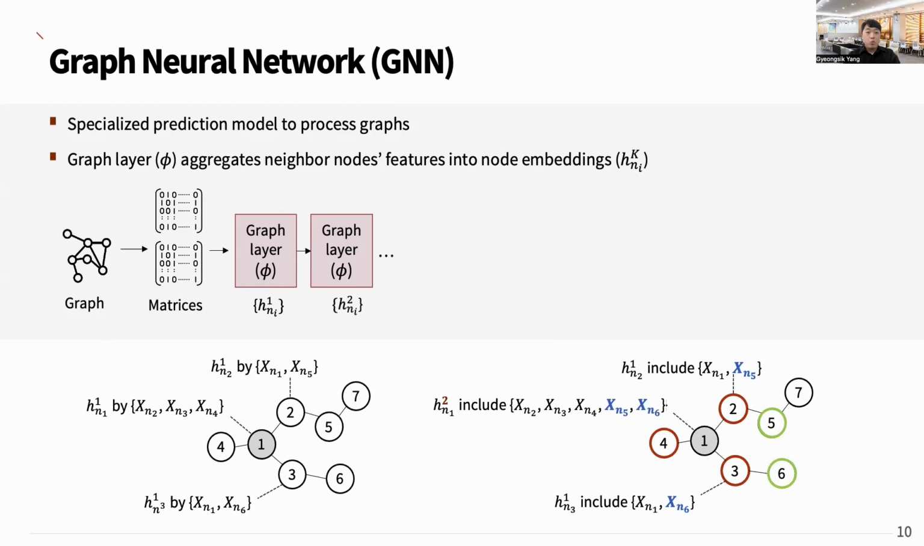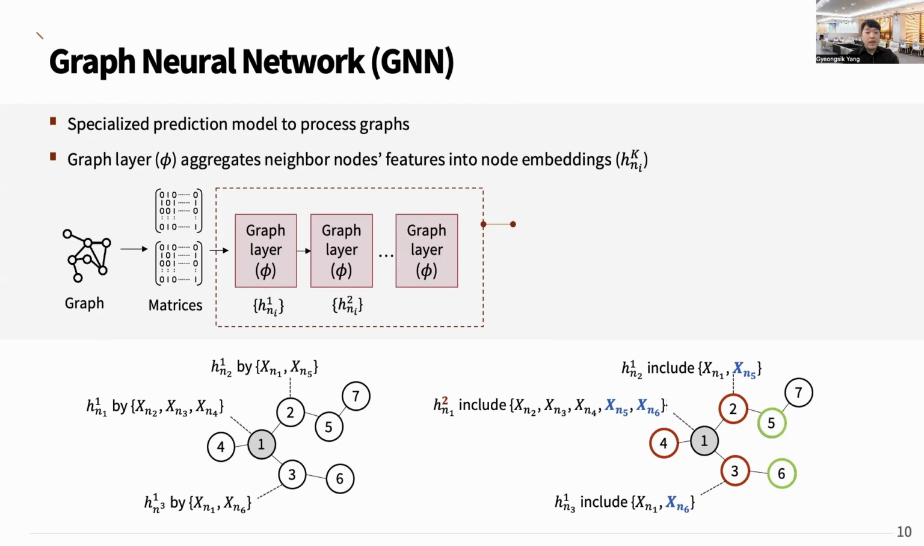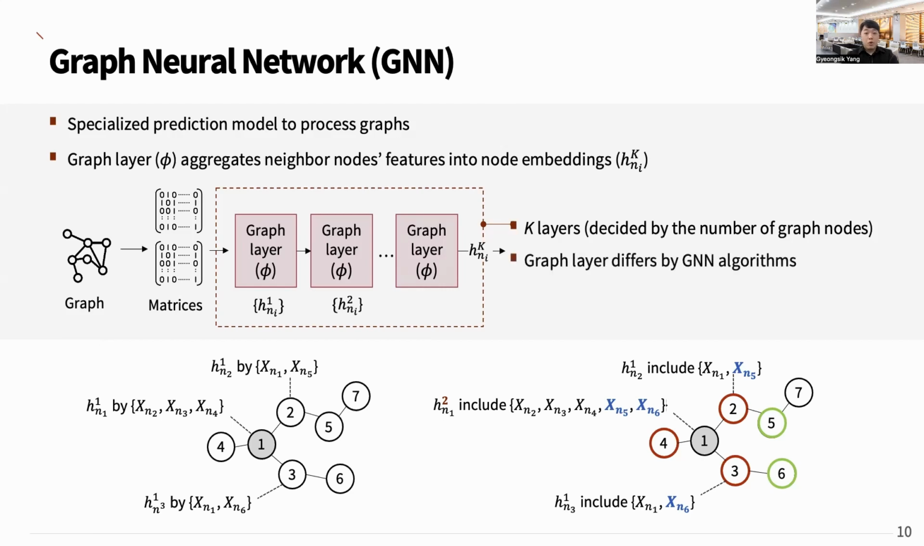In the perspective of node 1, the features of the nodes distant from it in 2 hops are aggregated this time. GNN consists of k number of graph layers, and the graph number k changes upon the nodes of the input graph. So when the input graph has higher number of nodes, the graph layer increases to reflect the features of further hops. And also, up to now, various GNN algorithms have been proposed, and they differ in the method of calculating node embeddings in each graph layer.